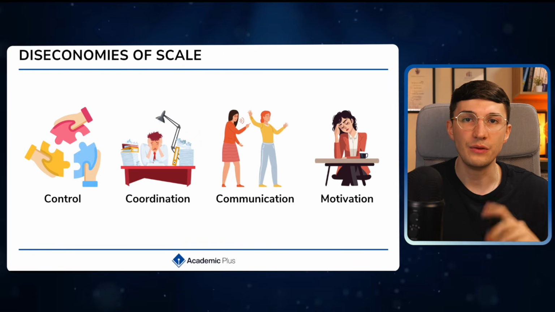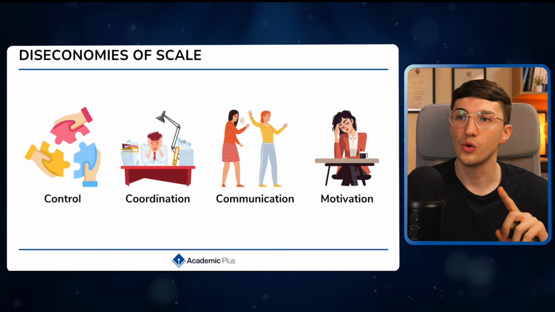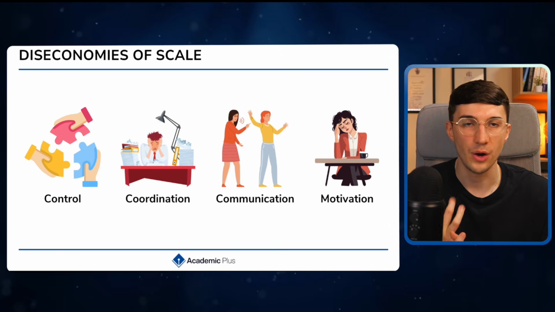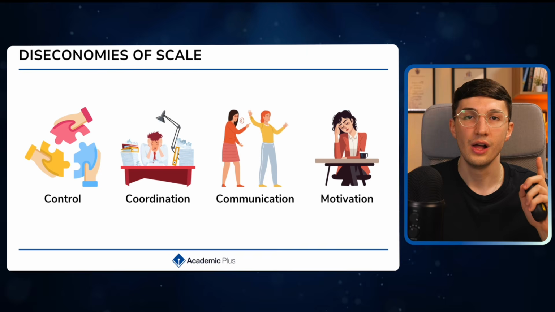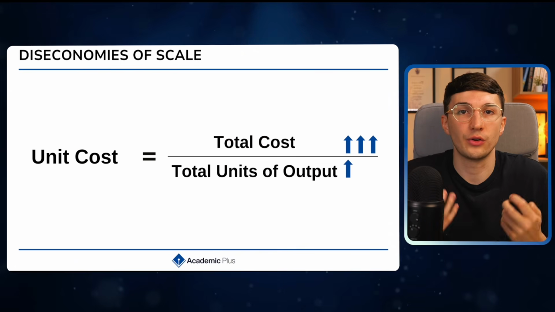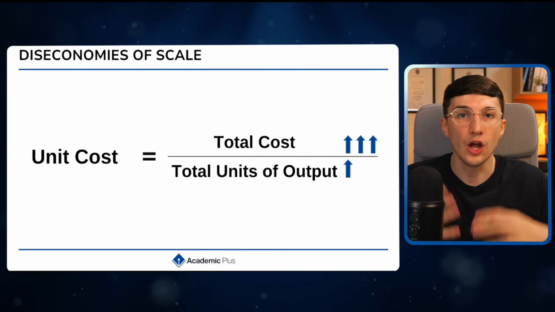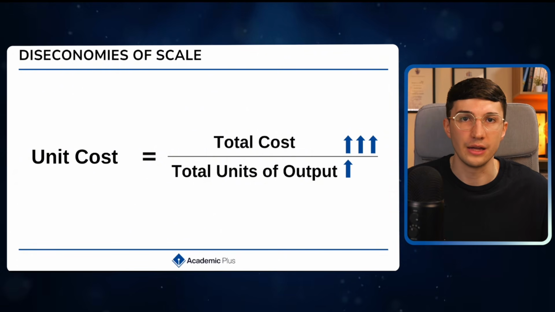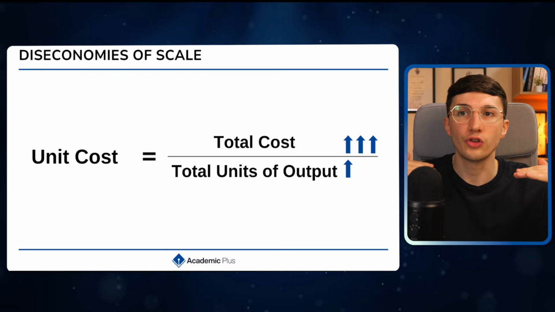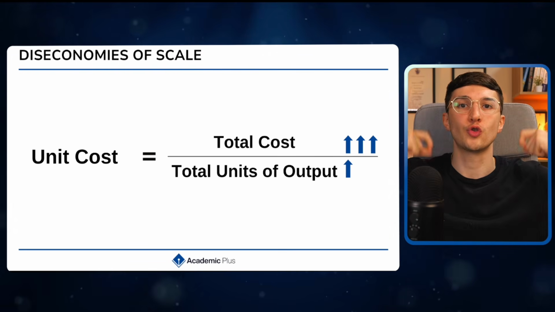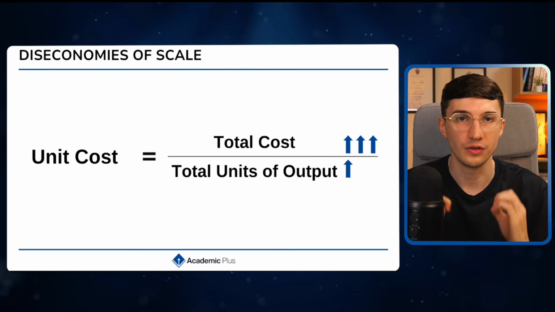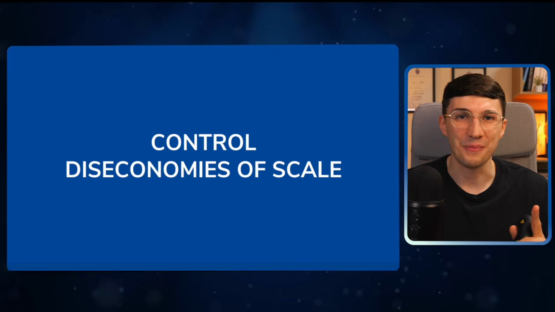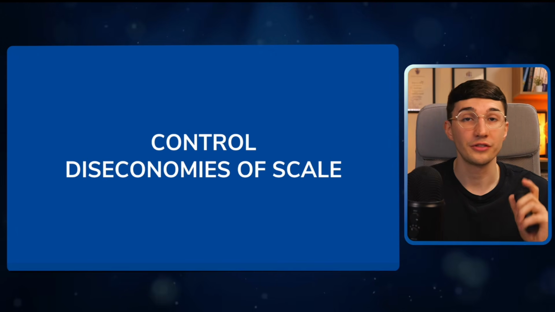And we have 4 main reasons for this. We've got control, coordination, communication, and motivation diseconomies of scale. Now, why does this start to increase unit cost? Well, as we said, units of output is still increasing. We are still growing as a company. But the problem is now, total costs are increasing at a greater rate than the total units of output. Let's start going through those different methods of diseconomies of scale, starting with control.